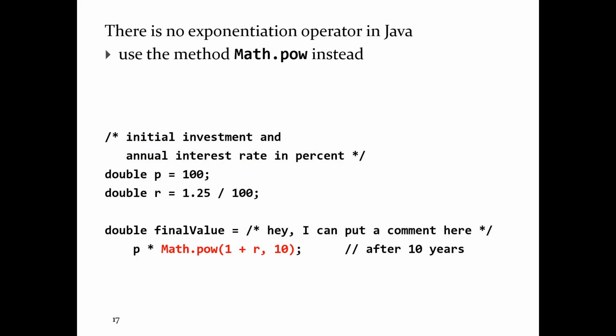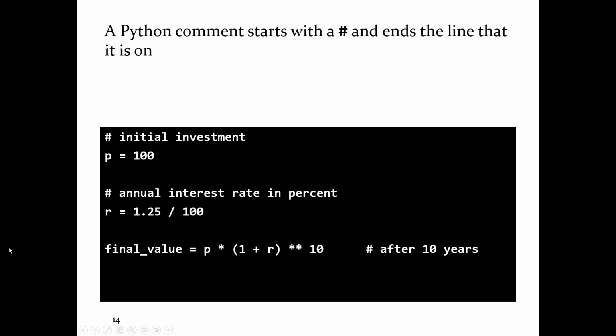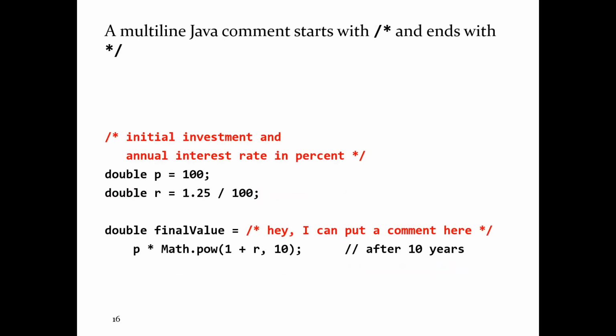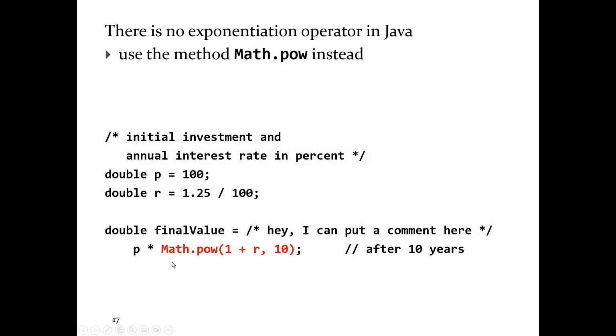You'll notice that in this example, in the Python code, we have the double star operator, which is the exponentiation operator in Python. There is no exponentiation operator in Java. If I want to compute something raised to the power of something else, you have to use the method called Math.pow. So to compute 1 plus r raised to the power 10, it's Math.pow(1 + r, 10). So Java has no built-in exponentiation operator.